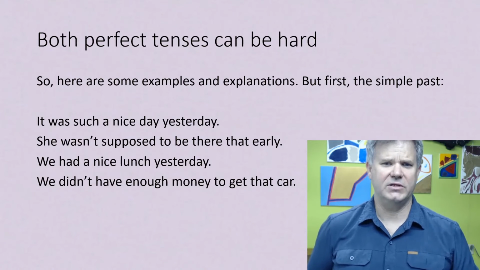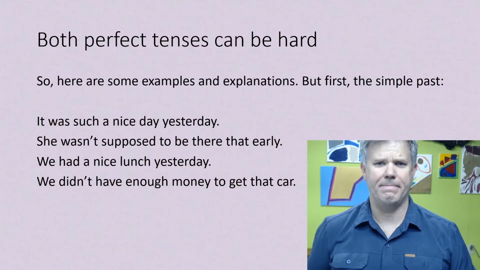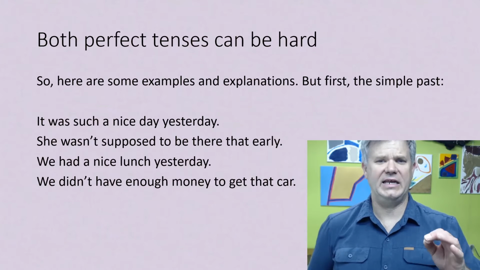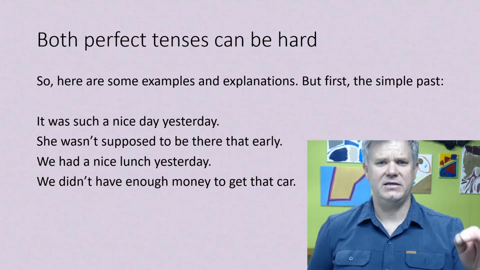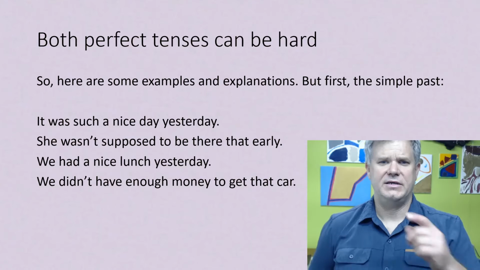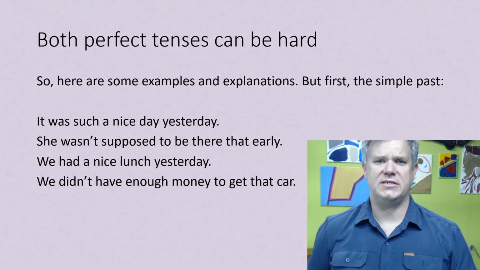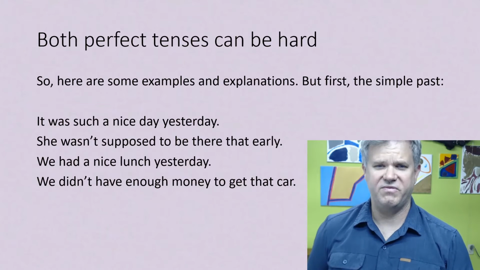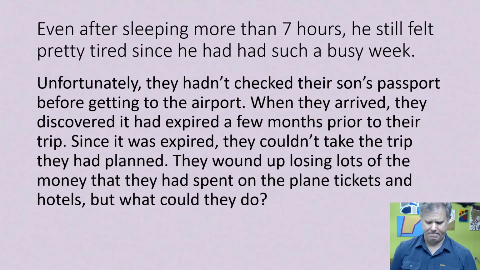Was or were is used for the verb to be in the past. For other verbs, we say things like, we had a nice lunch yesterday, or we didn't have enough money to get that car. We had, we didn't have. She ate breakfast. He didn't eat breakfast. That's the simple past. I'm sure you've learned it before. Why am I bringing this up? Because all verb tenses get confusing, and the more we learn them, the more confusing they can get.